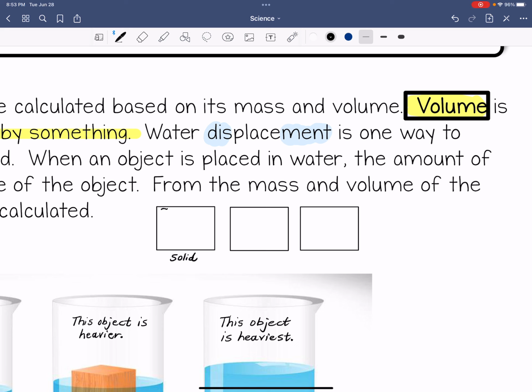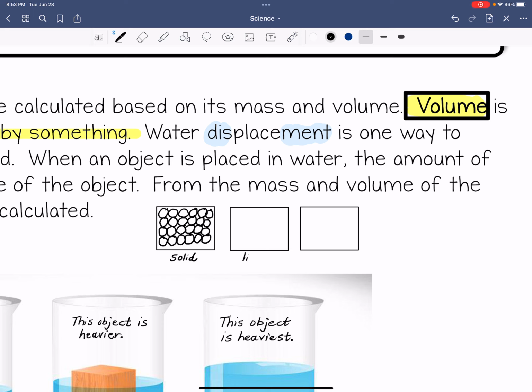In a solid, the molecules are packed very close together, and they're usually packed in a pattern. So these atoms or molecules, usually we would say molecules, but you could even say atoms. The most basic thing that makes up stuff is the atom. So in a solid, we have a very tightly packed arrangement of molecules.